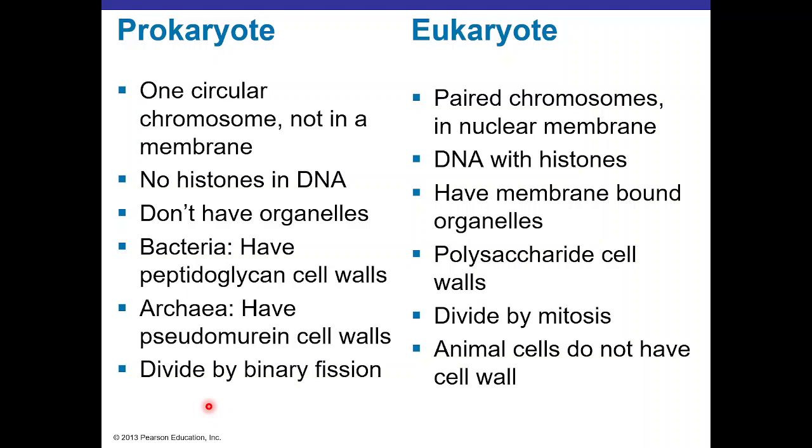Some eukaryotic cells have a cell wall, but not all. Animal cells don't have a cell wall. But some of them do, and the cell wall is made out of polysaccharides. Archaea, which are prokaryotes, have a cell wall, but it is not made out of peptidoglycan. It's made out of a component that we know as pseudomurein. In terms of cell division, prokaryotes divide by binary fission, meaning that one cell splits into two. Eukaryotes divide either by mitosis or by meiosis. And animal cells, as I said before, don't have a cell wall.